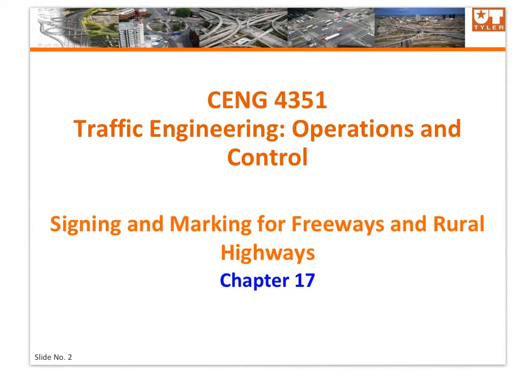Good morning. Today we will be having a short lecture starting chapter 17, which is related in a way or another to chapter 4. This one we're going to talk about the signing and marking for freeways and rural highways only. So we talked about signing on typical any streets, from freeways to highways to local streets, and this chapter will be concentrating more and more on the signing and the marking only for freeways and rural highways.